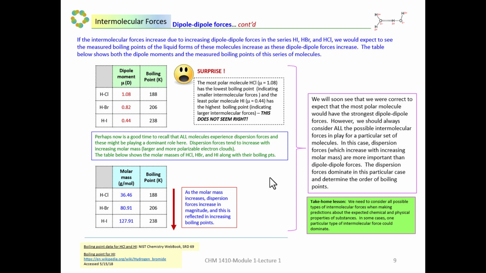In some cases, one particular type of intermolecular force could dominate. Again, in this example, these are all polar molecules, but they all have dipole-dipole forces, but those dipole-dipole forces are not calling the shots. Here the dispersion forces are calling the shots. Now on the next slide, we will attempt to isolate the effects of dipole-dipole forces by attempting to keep dispersion forces constant.